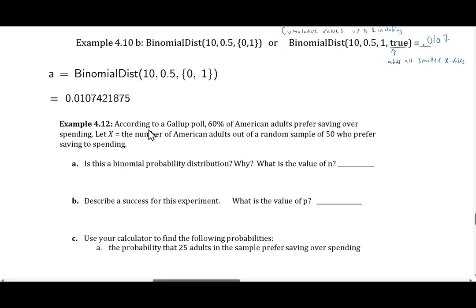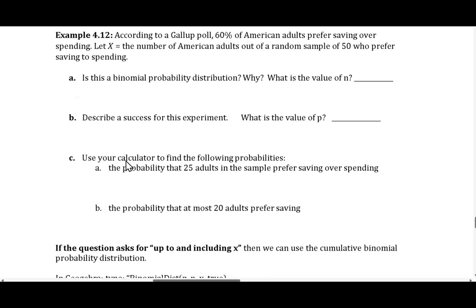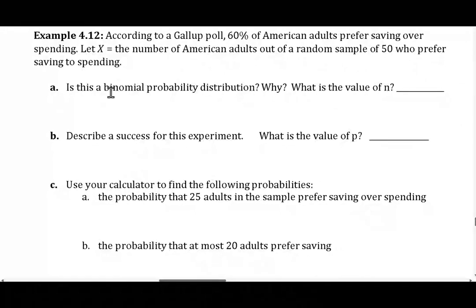It says, according to a Gallup poll, 60% of American adults prefer saving over spending. Let X equal the number of American adults out of a random sample of 50 who prefer saving to spending. Part A says, is this a binomial probability distribution? Why? Well, are they independent? If person A prefers saving over spending, does that affect person B? No, it does not. These are independent.